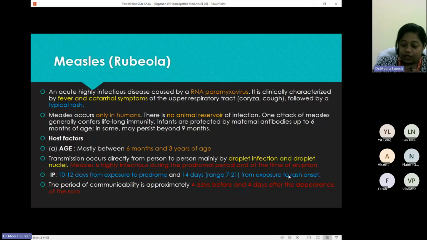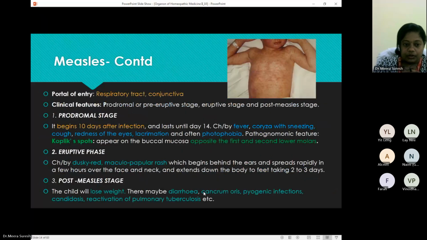In case of chickenpox, when the patient starts, the fever is mild, but that day itself the eruption starts. But in case of measles, the fever will be there, and usually only on the fourth or fifth day the rash will be appearing. The period of communicability is 4 days before and 4 days after the appearance of the rash.